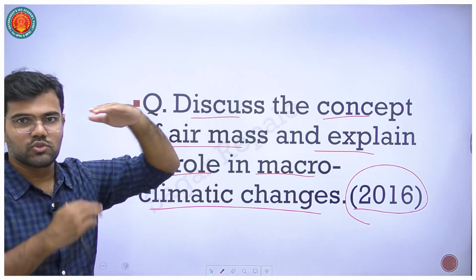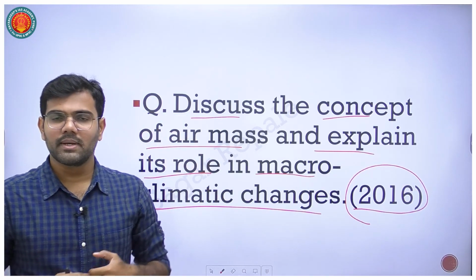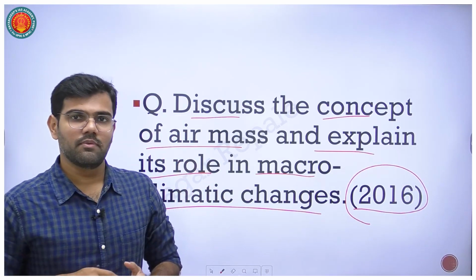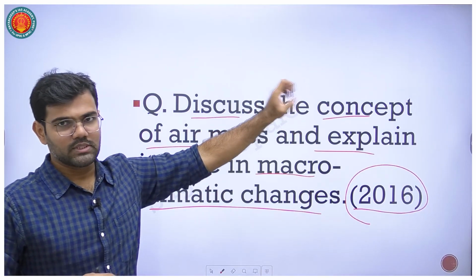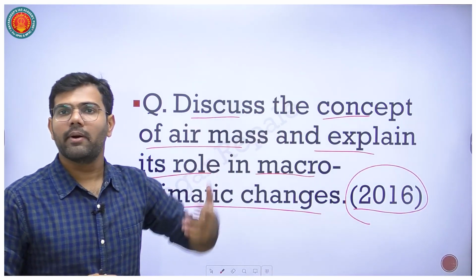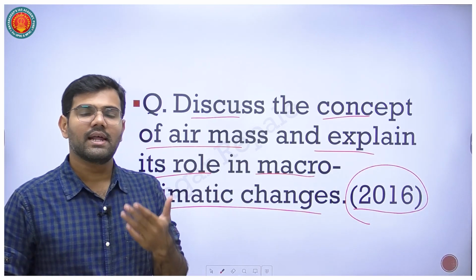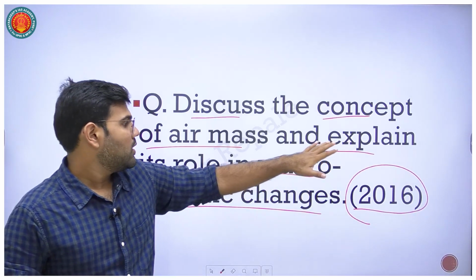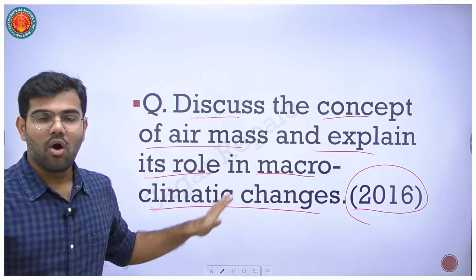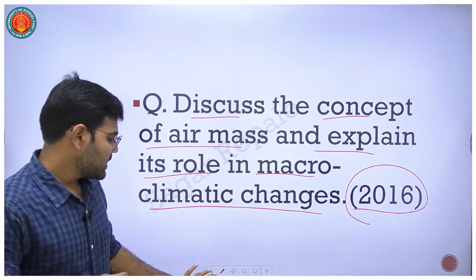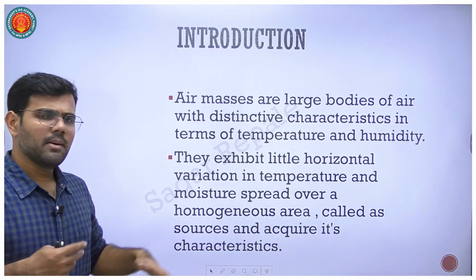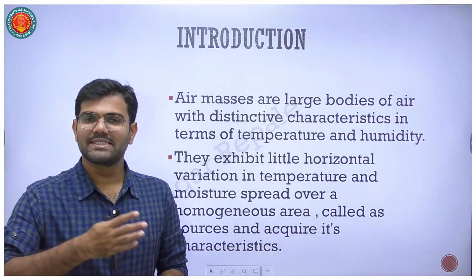Discuss air mass. So write the definition of air mass. You can write about the classification of air mass or types of the air mass. So the first question is over. In the second part of the question, they are asking you to explain the role of air masses in the macro climatic changes. So these are the two parts. Now how can we write, how can we start? Basic, you can write about the basic definition.